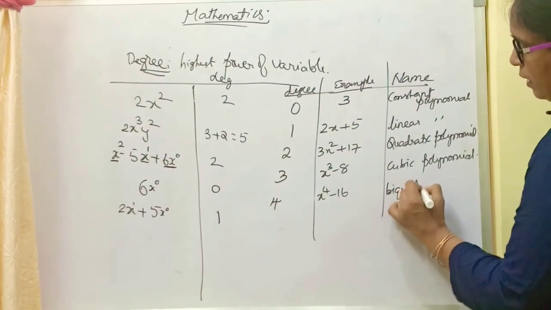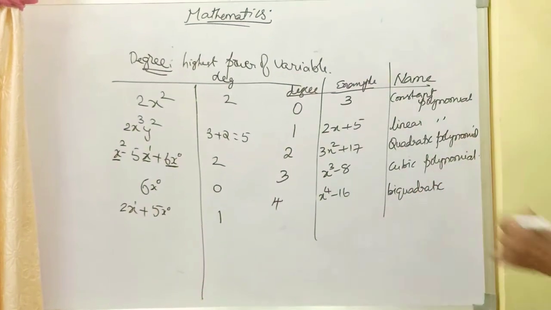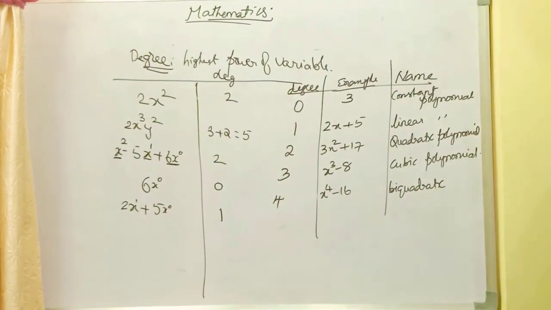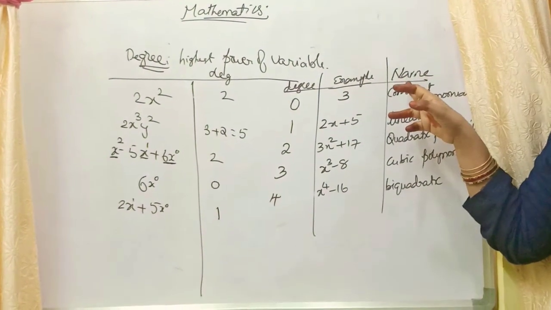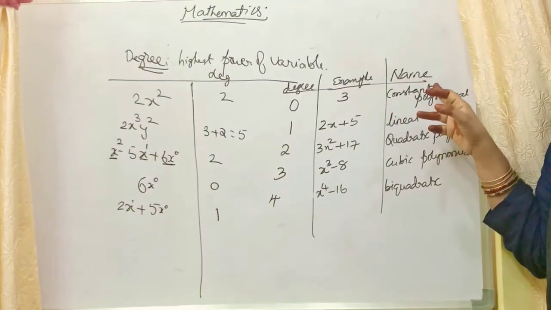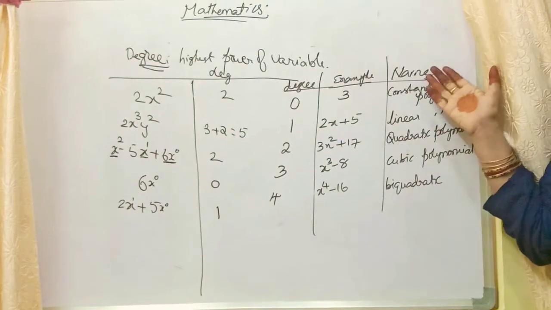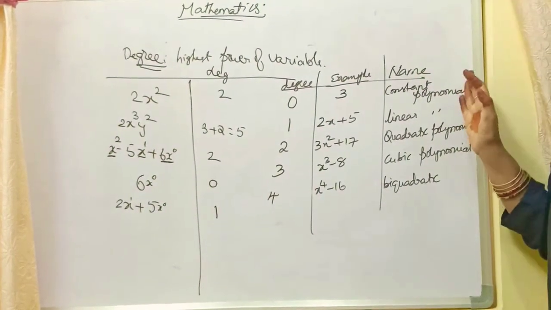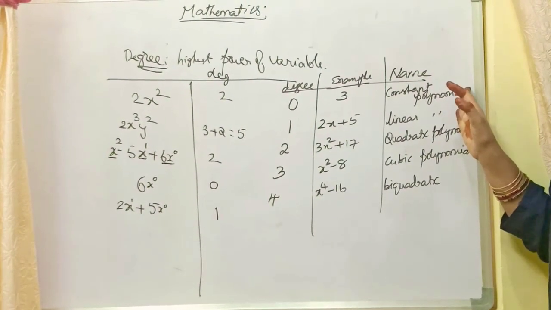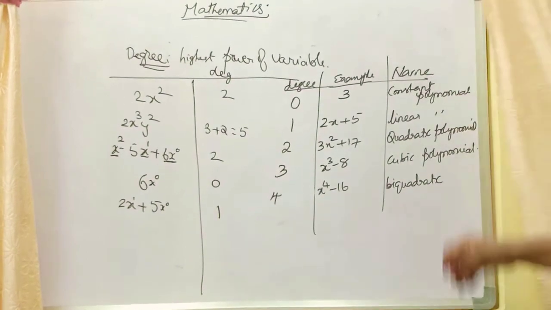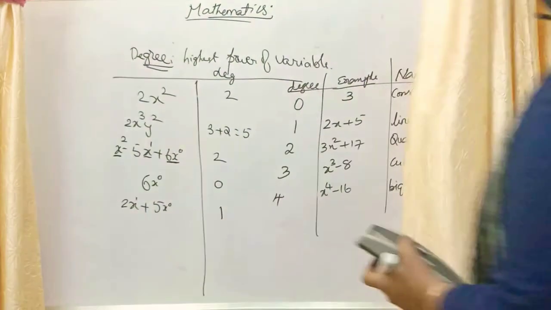If the degree is 4, x to the power of 4 minus 16, it is called a biquadratic polynomial. So earlier we have seen the classification based on the number of terms. That is, if the number of terms is 1, it is called a monomial, then binomial, trinomial and so on. So here we have the classification based on the degree. Okay, so let us go through one more topic.